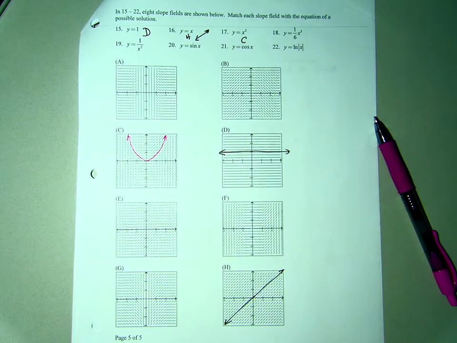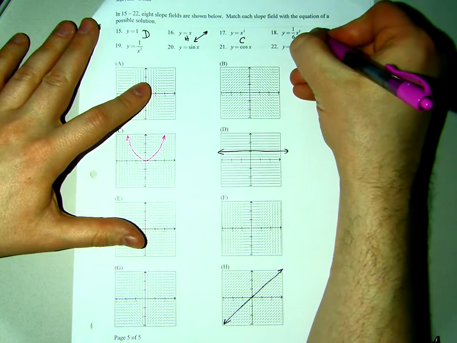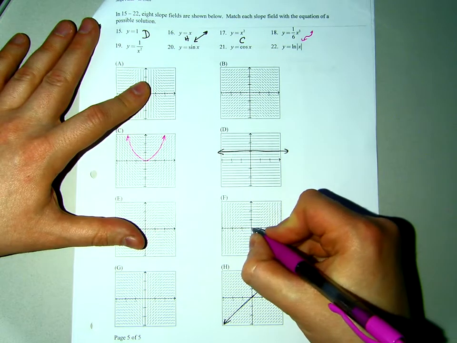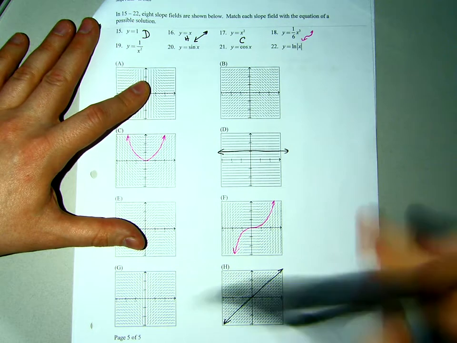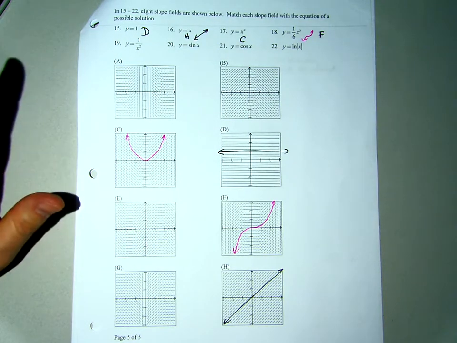But, Lizzie, what did you say for 18? F? Sure, because a cubic function looks kind of like one of those things. And yes, in F, I can fit that on my slope field. 18 is going to be F. Fine, we'll skip 19 for right now.